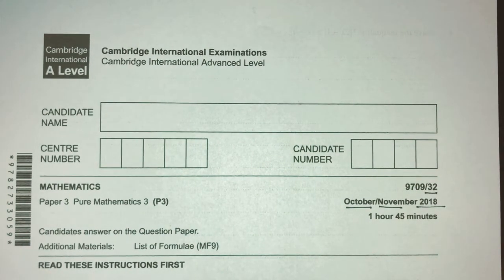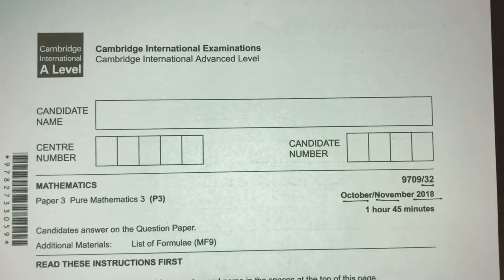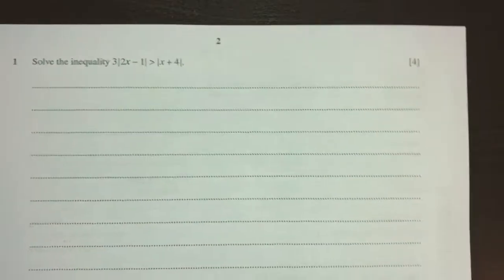This one is paper 3-2 of October-November 2018. This is paper 3 of A-level math. So just remember that the most important thing right now is to understand how to do those questions step by step. So with that being said, let's move on to question number 1.